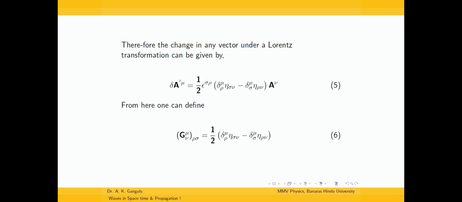shown that this difference can be written as half the infinitesimal Lorentz transformation parameter epsilon, some index sigma and rho, those vary between either 0 to 3 or 1 to 4, and the Kronecker deltas and the Minkowski metric eta of sigma nu and eta of rho nu multiplied by appropriate factors of delta times the original vector that we had in the unprimed coordinate system that we have shown in equation 5 in bold as A nu.